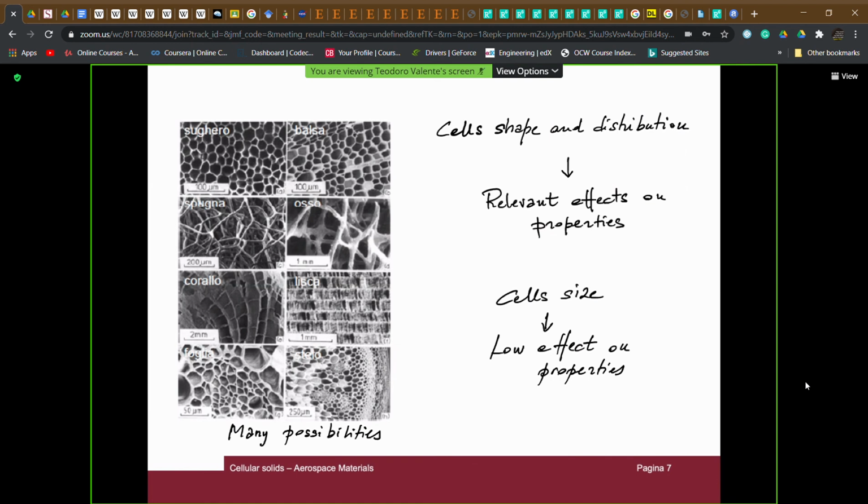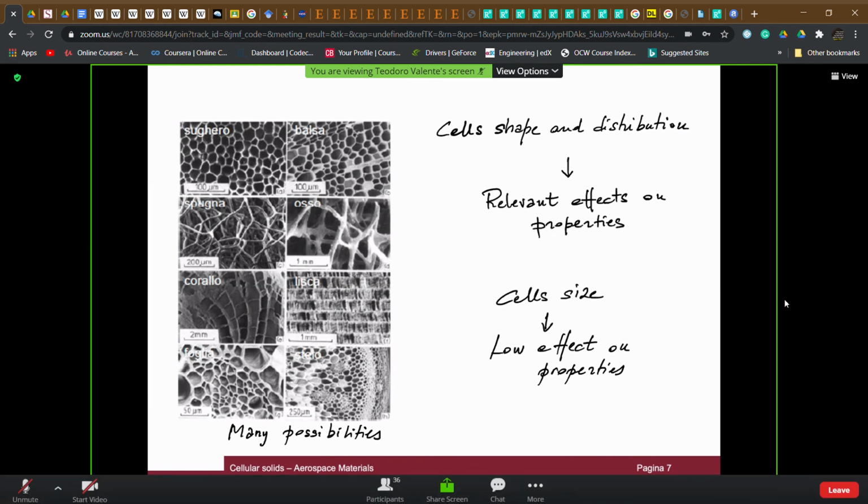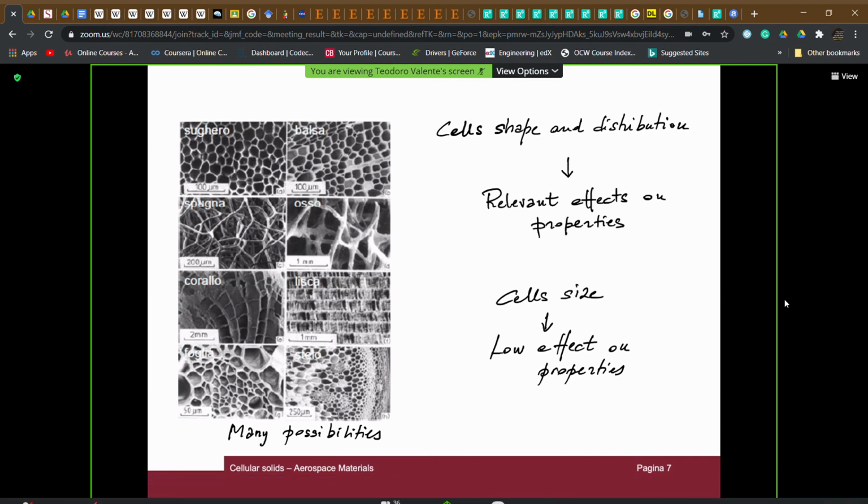This means that when we want to fabricate cellular solids having, as desired for our application, a sort of homogeneous behavior, we must work on the cell shape and the cell distribution and make them as homogeneous as possible inside the material itself, because these are the most important parameters which control the macroscopic properties of the material, which we as engineers can measure and can define in terms of figures which are used for our design purposes.